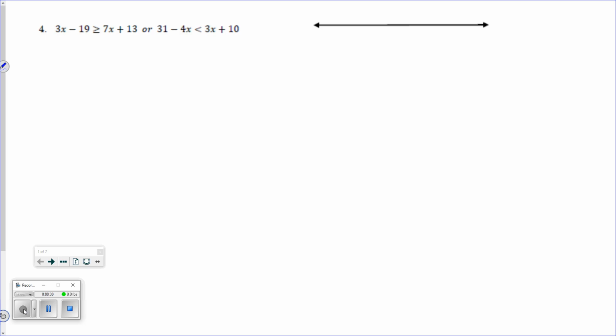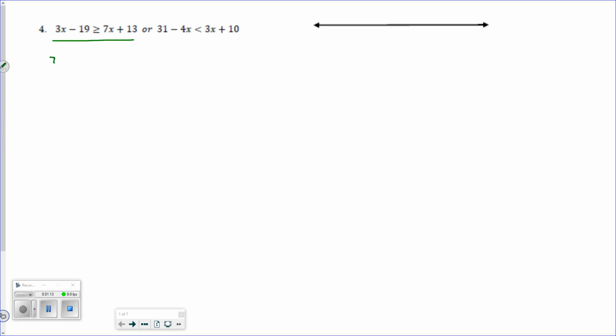All right. So these are all homework problems. This is number 4. We have 3x minus 19 is greater than or equal to 7x plus 13, or 31 minus 4x is less than 3x plus 10. So this is an or problem. Remember, there's a difference between and and or. If it's an or, that means either one works. So I need the left inequality to work or the last one. I just need one of these two inequalities to work. So let's go ahead and solve these inequalities out and see what we get.